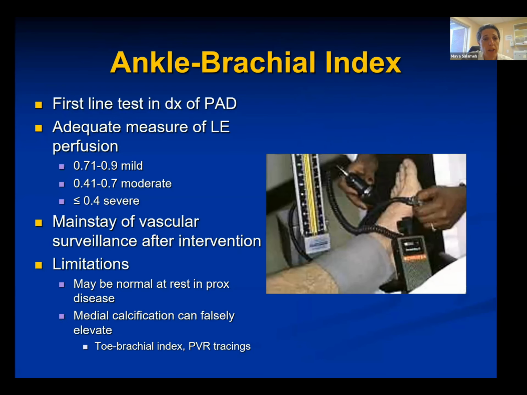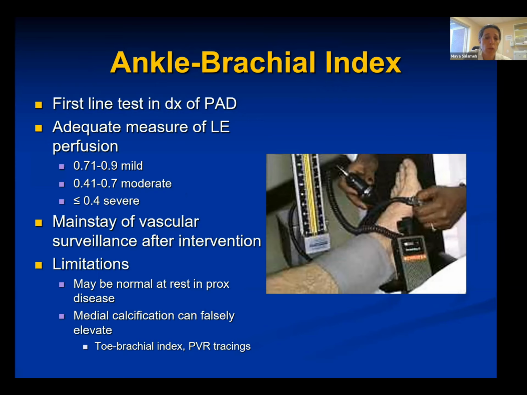So the ABI is also a great measure of lower extremity perfusion. It can give you a sense of how significant the patient's disease is. So you have different categories of ABI, 0.7 to 0.9 being mild, 0.4 to 0.7 moderate, and less than 0.4 is severe.